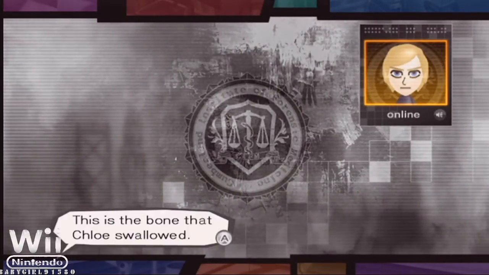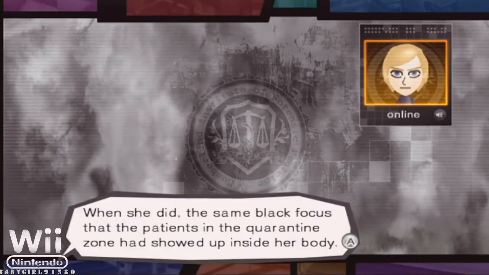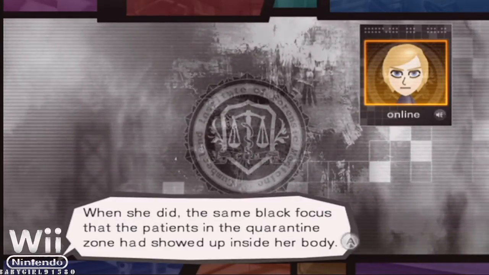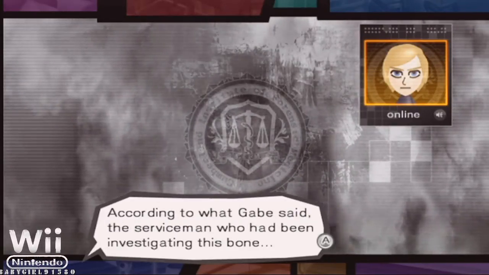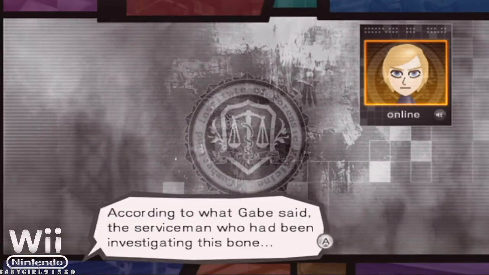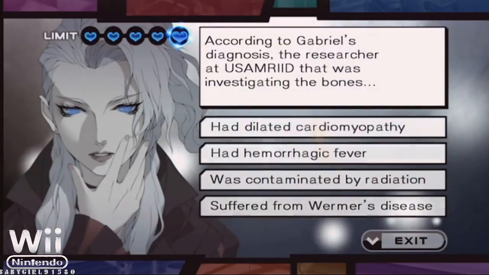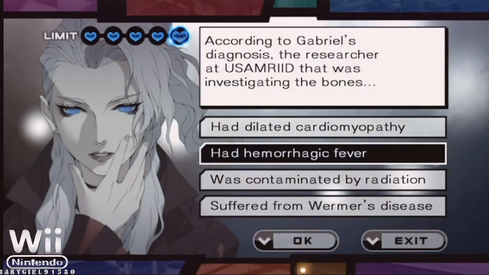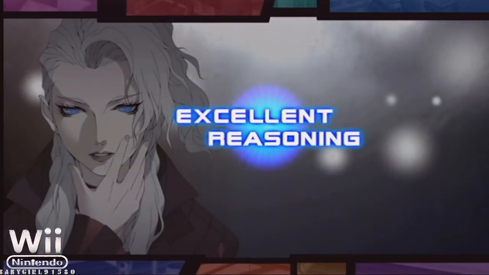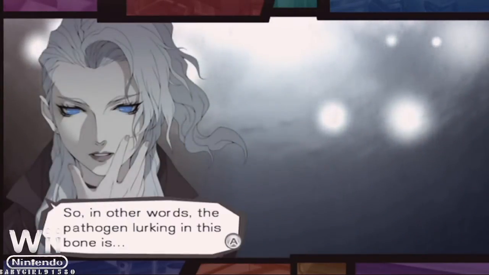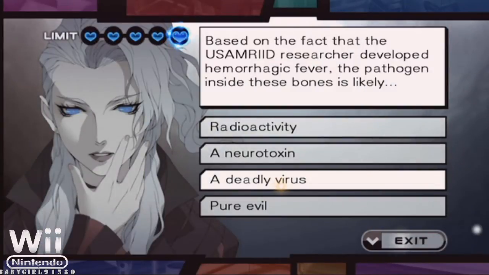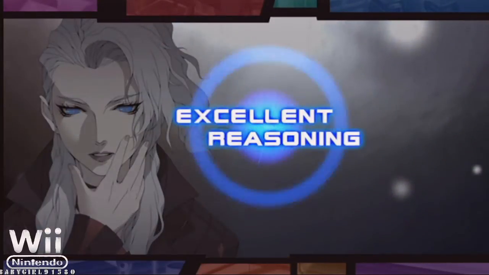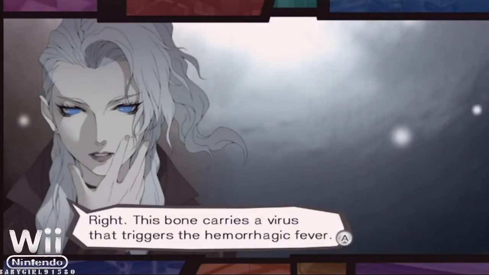This is the bone that Chloe swallowed. When she did, the same black focus that the patients in the quarantine zone had showed up inside her body. According to what Gabe said, the serviceman who had been investigating this bone... So, in other words, the pathogen lurking in this bone is... Right. This bone carries a virus that triggers the hemorrhagic fever.